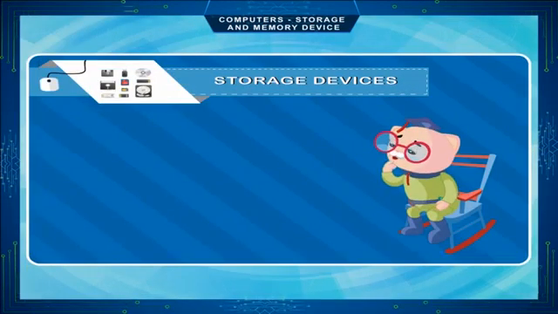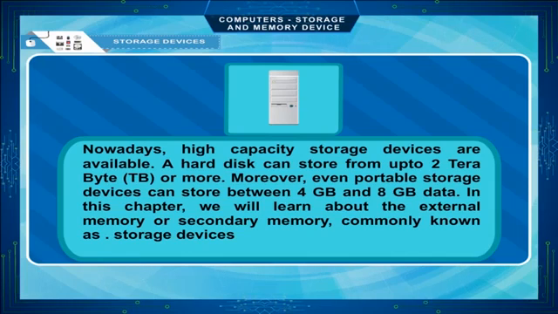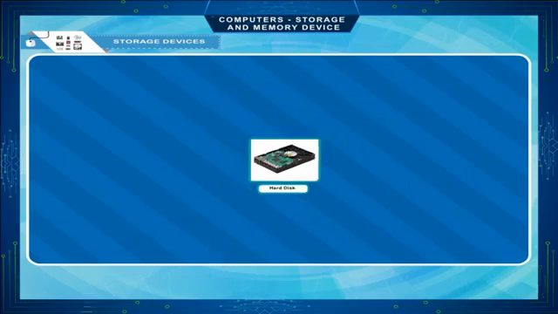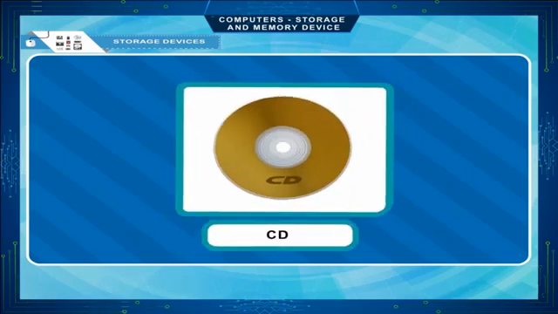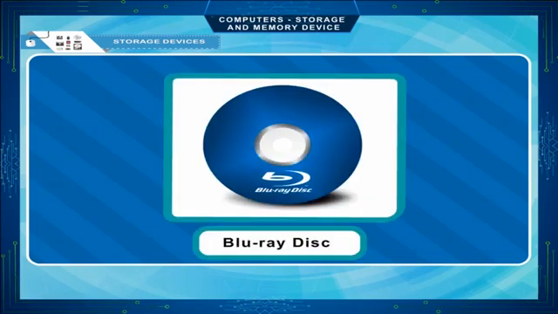Storage devices. Nowadays, high-capacity storage devices are available. A hard disk can store up to 2 TB or more. Moreover, even portable storage devices can store between 4 GB and 8 GB data. We will learn about the external memory or secondary memory, commonly known as storage devices: hard disk, pen drive, CD, DVD, Blu-ray disc.